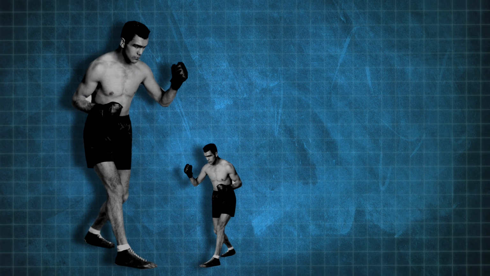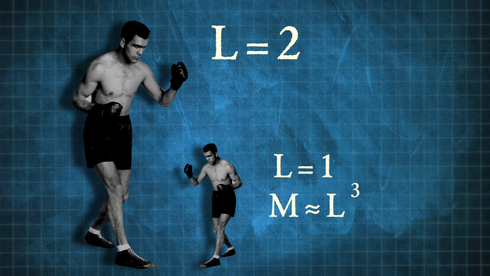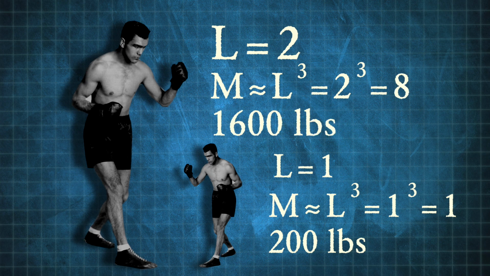But our giant, for nice easy math, will be isometrically scaled to double human size. Our 12-foot giant is twice the size of a human in every linear dimension. So if our 6-foot human has a characteristic linear dimension of 1, for our giant, L will equal 2. Since mass is proportional to L cubed, if our 6-foot human weighs 200 pounds, our giant will weigh 1,600 pounds.